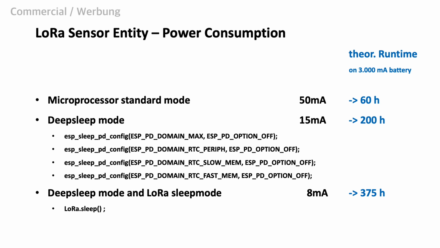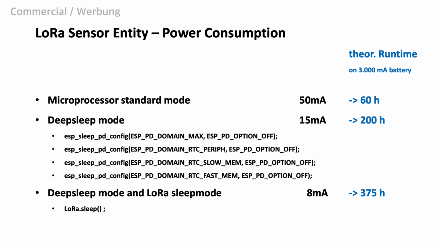As I explained already in the last episode, I struggled a bit to find out that the LoRa part of the board needs an extra sleep command. Applying that, I was able to reduce the power consumption to about 8 milliamperes. This would correspond then to 375 hours runtime. I think if we would use an actual low power board, we could even improve that to less than 1 milliampere, and we could reach about 3000 hours of theoretical runtime.